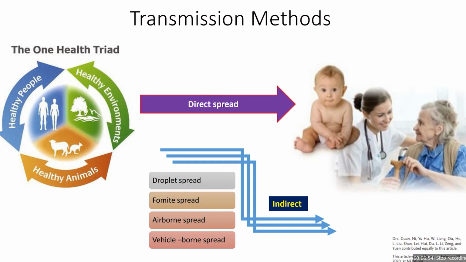So in this next slide, what I'm showing is the transmission methods. Now, what we see here is that it always starts off with the One Health triad. It has to do with humans, animals, and plants. Then you can either have direct spread or you can have indirect spread. If I talk about indirect spread, we talk about droplet spread, fomite spread, airborne spread, and vehicle-borne spread of diseases.